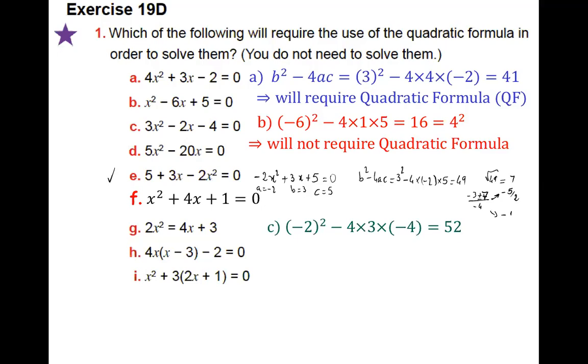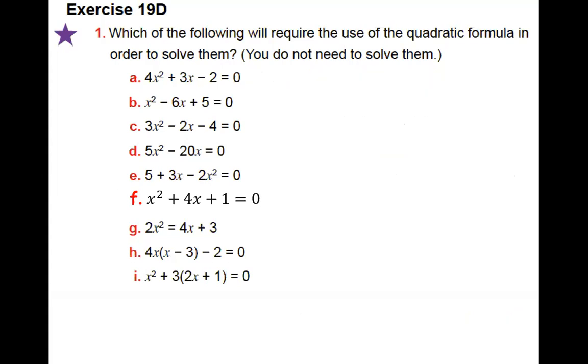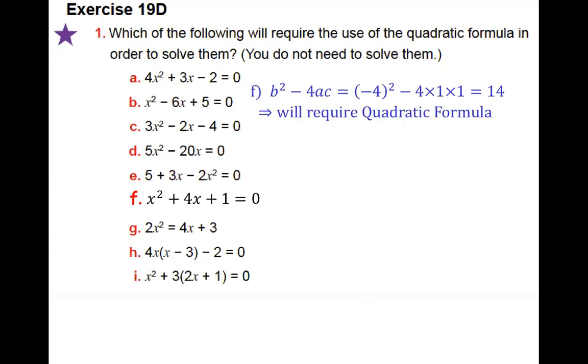For C, I get 52. Because root 52 is not a round number, you will need the quadratic formula. D, looking at this, I don't need it, because I've factorized that. So I don't need the quadratic formula for this one. I know straight away what the roots are. It's 0 and 4. So E, we've done E before, as an example. F, I get 14. So root 14 is not a round number, so I need the quadratic formula.